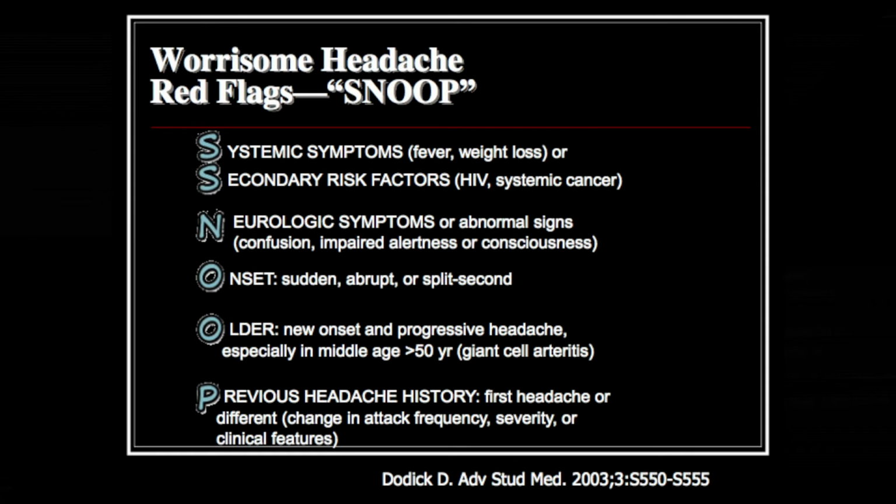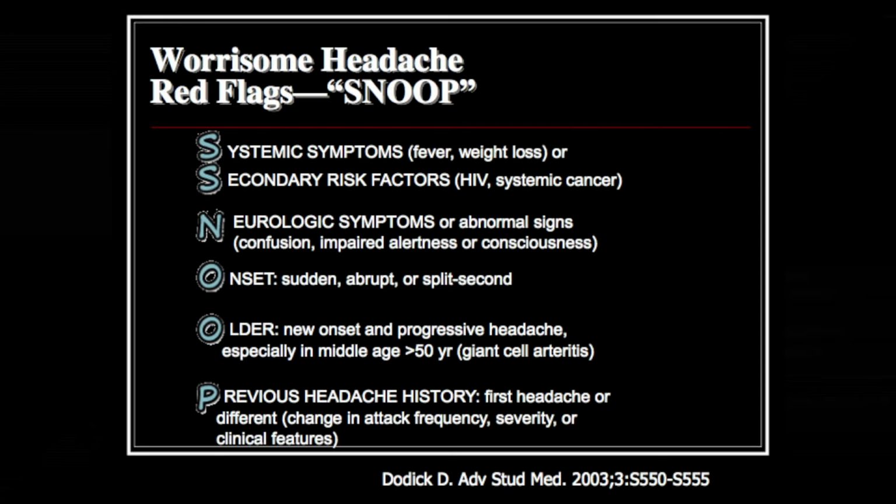Now we're going to go on to the secondary headache disorders. This is actually a mnemonic that was developed by Dave Dodick called SNOOP. These are actually red flags for secondary headache disorders. The S stands for systemic symptoms, so basically unexplained fever or weight loss in a headache patient, or headache in a patient that has a history of HIV, history of cancer, or history of immunosuppression like transplant patients as well. The N stands for neurologic symptoms and abnormal neurologic signs. And basically what we found is that abnormalities on neurologic exam may actually be some of the most potent predictors of a secondary headache disorder.